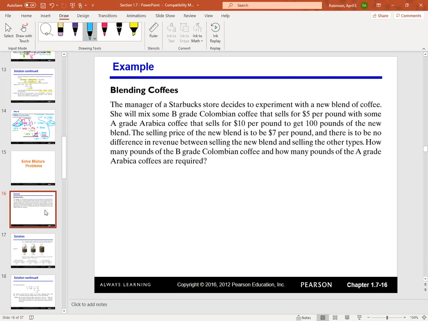All right, back to the coffee. The selling price of the new blend is to be $7 per pound. And there is to be no difference in revenue between selling the new blend and selling the other types. How many pounds of the B grade Colombian coffee and how many pounds of the A grade? They want the answer to both.